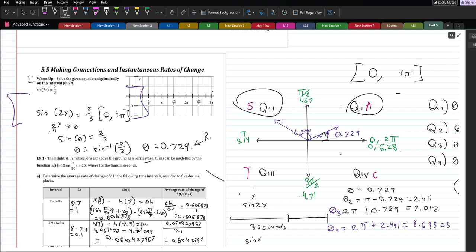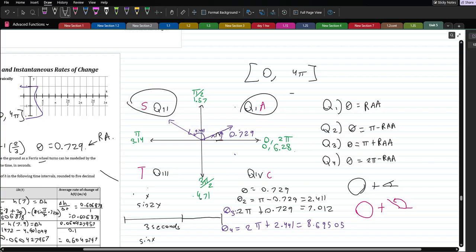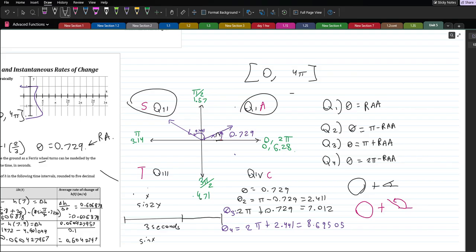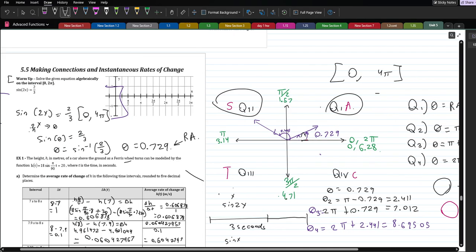This becomes our reference angle. I mean, not reference angle, my mistake. Related acute angle. So now let's look at the CAST chart over here. I've already first plotted out 0.729, which would look like this, right? You're basically trying to find the angles that are located in quadrant 1 and quadrant 2, because that's A and S, which is all in sine. Because sine, according to our equation, has to end up with a positive answer.